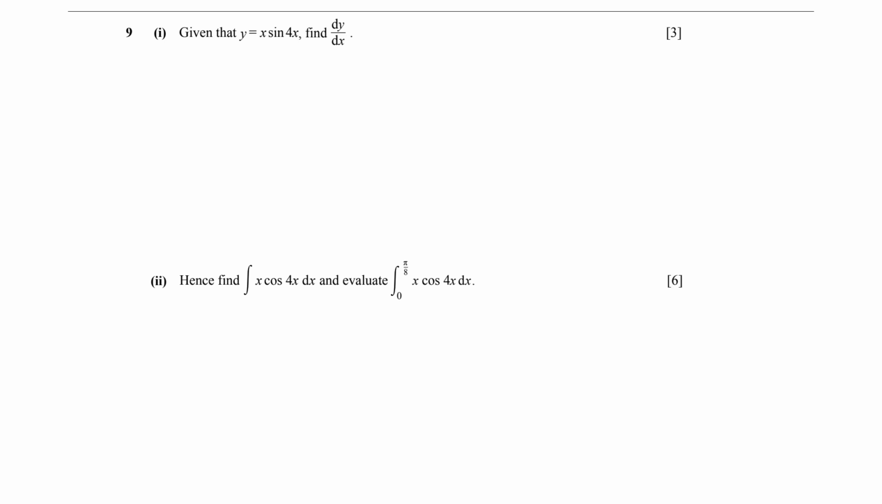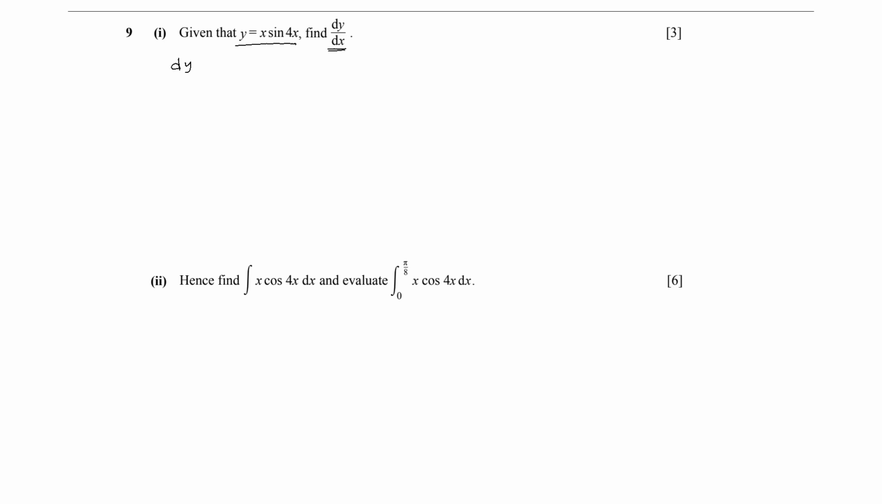This question is from the topic calculus. The first part of this question is a differentiation problem and the second part of this question is an integration problem. So let's start. In the first part of this question, we have an equation of the curve given as y is equal to x times sine 4x, and we have to find dy over dx, which means the differentiation of y with respect to x.